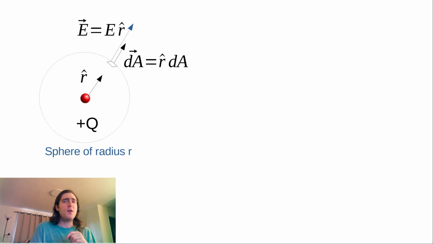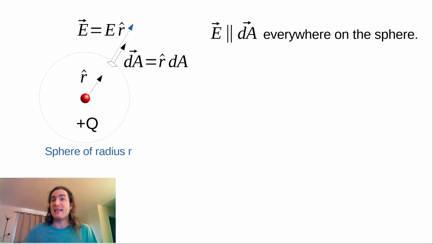All right, what about the electric field vector? Well, the electric field has a magnitude E. But we know for a point charge that it's pointing radially away from a positive charge. So the r hat direction comes in again. So we can clearly see that E and dA are parallel no matter what patch we choose on the sphere. Just in general, E and dA are going to be parallel here on the surface of this sphere.